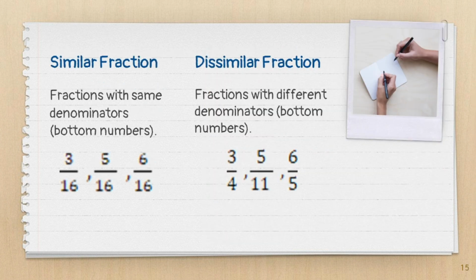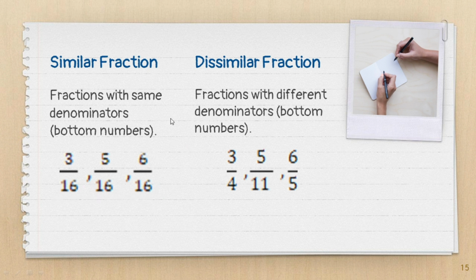Next, after naman nating mag-convert or mag-express ng rational number from fraction to decimal or vice versa, meron naman tayo dito tinatawag na similar fraction and dissimilar fraction. Siguro na-encounter nyo na to before, so let's have a recall about this. Pag sinabi nating similar fraction, fractions with the same denominator, ibig sabihin yung mga numbers sa baba ay pare-pareho. Yun yung tinatawag nating similar fraction. Kagaya nito, 3 over 16, 5 over 16, 6 over 16. So, itong fractions na to ay similar fractions since pare-pareho sila ng number sa ilalim.